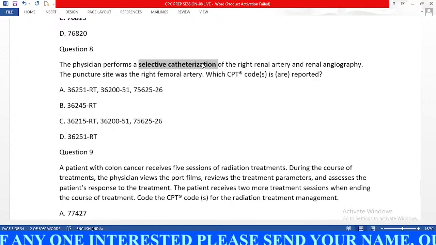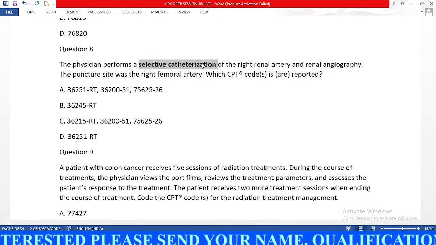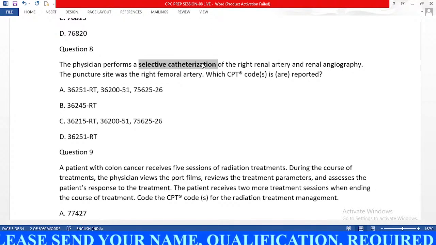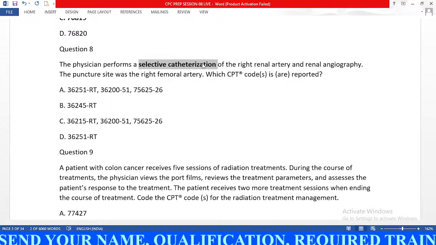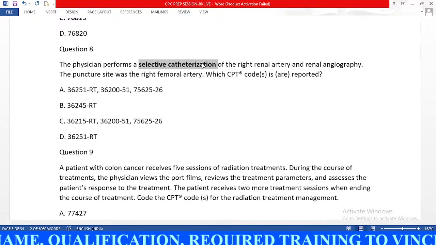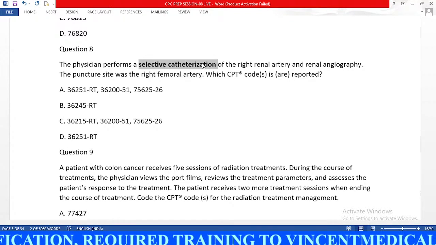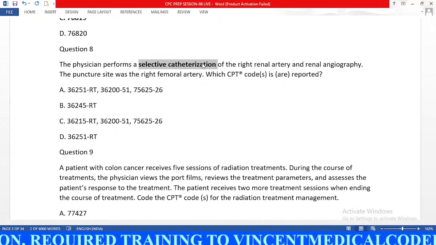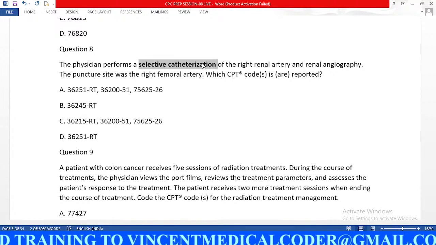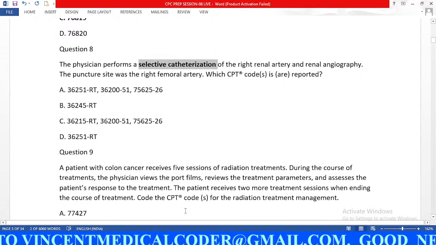But in our question, the physician has performed selective catheterization. He already crossed the aorta and went into the renal artery and performed renal angiography. Angiography means recording of blood vessels, and renal means related to the kidney. So he has recorded renal arteries. The puncture site was the right femoral artery, so the right femoral artery is the access site. He will start at the right femoral artery, go to the renal artery, and perform renal angiography. So this is the selective catheterization we will check here.